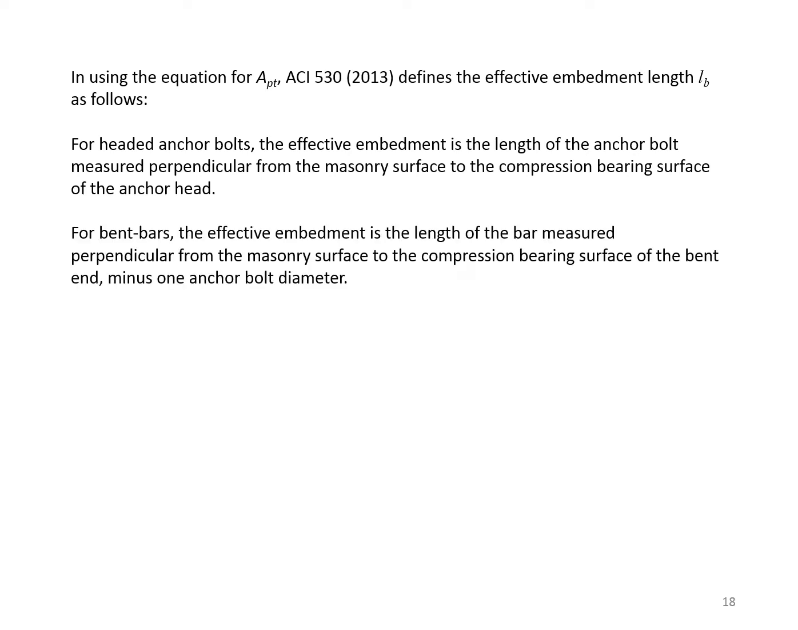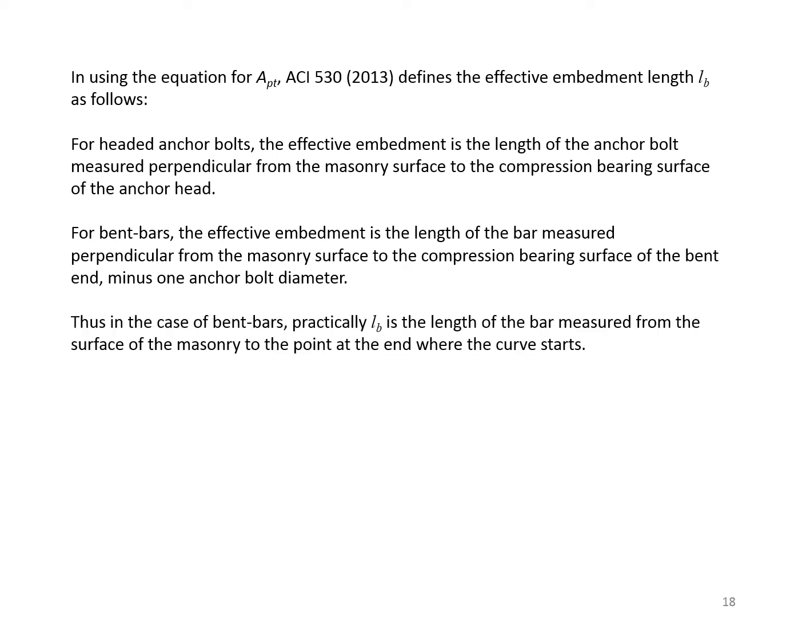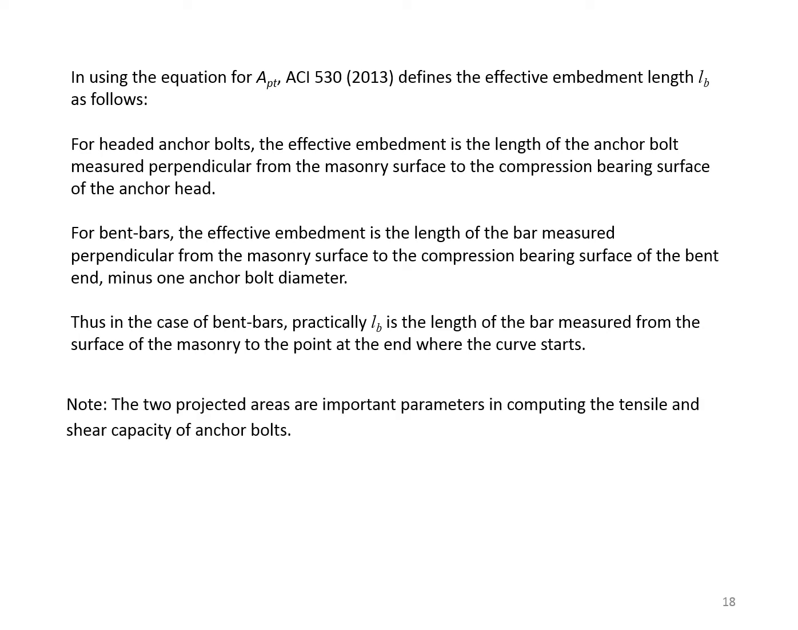For bent bars, the effective embedment is the length of the bar measured perpendicular from the masonry surface to the compression bearing surface of the bent end, minus 1 anchor bolt diameter. Thus, in the case of bent bars, practically LB is the length of the bar measured from the surface of the masonry to the point at the end where the curve starts.